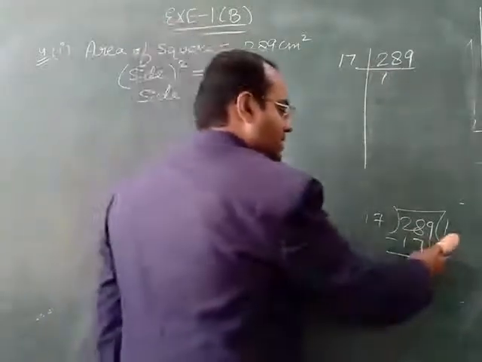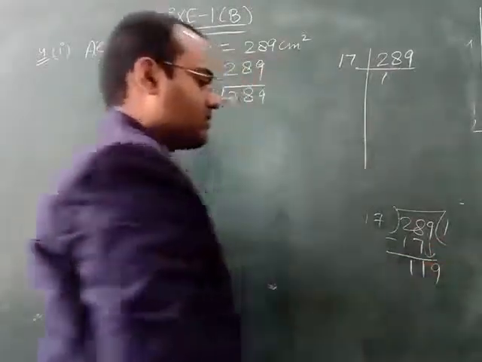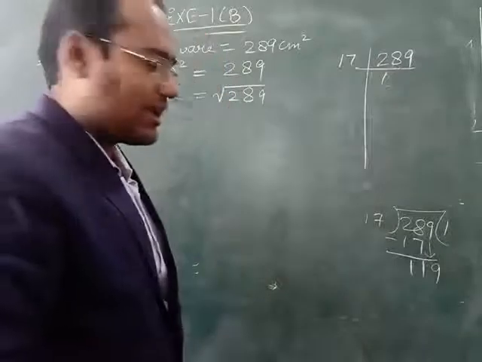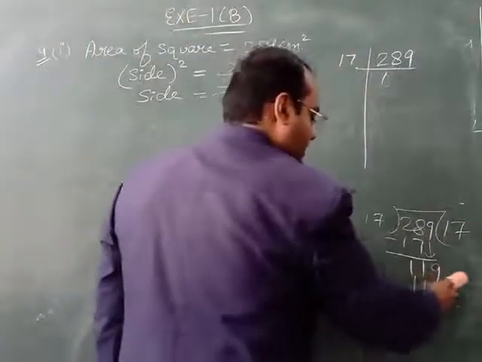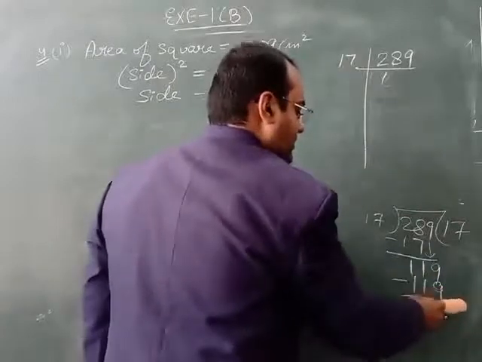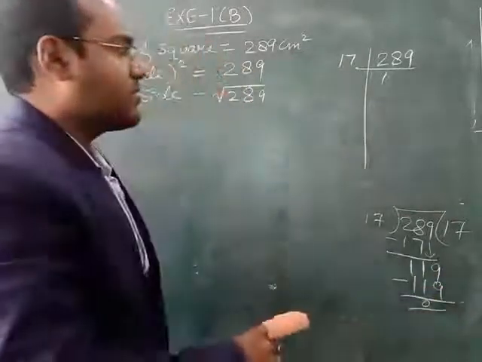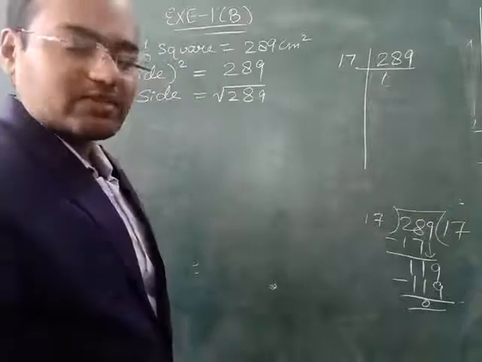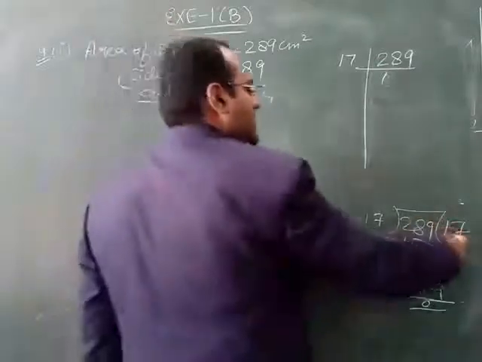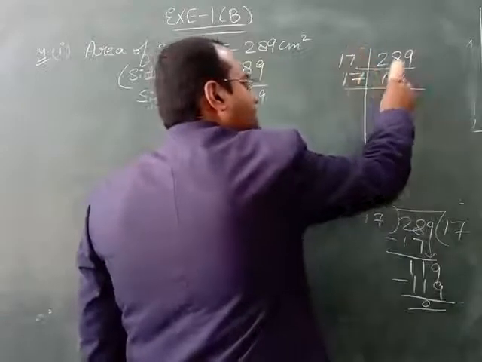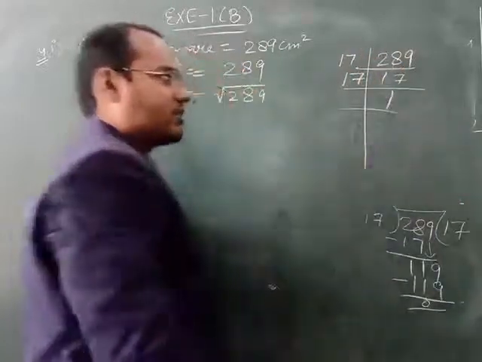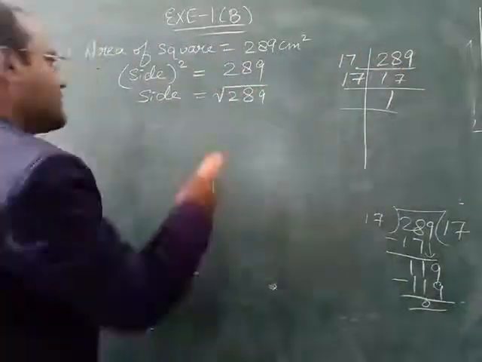This 9 will come down, so this will become 119. 17 sevens are 119. On subtracting it, we will get 0. So when we have divided this 289 by 17, we are getting 17 as the answer. So here we will write 17. Again we will divide it by 17. 17 ones are 17. So now prime factorization is over.